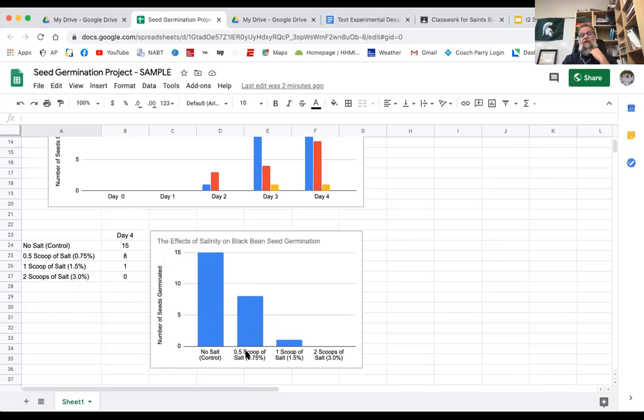In this case, I then list the treatments down below. Either style graph would work. Bar graph is what you want to make in this particular case because each group was distinct and separate. We're not doing a line graph because it's not a continuous set of data.